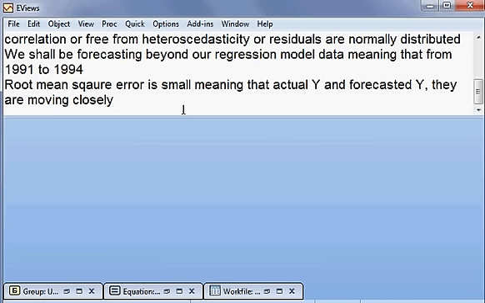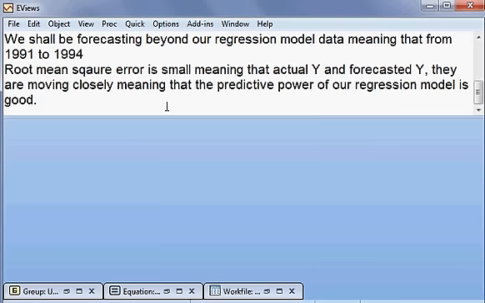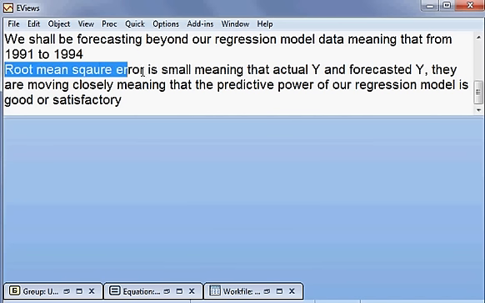Actual y and forecasted y are moving very closely, meaning that the predictive power of our regression model is good, or satisfactory. Why? Because the root mean square error is small.